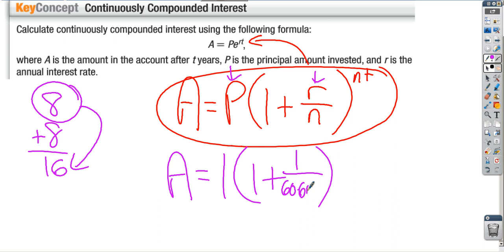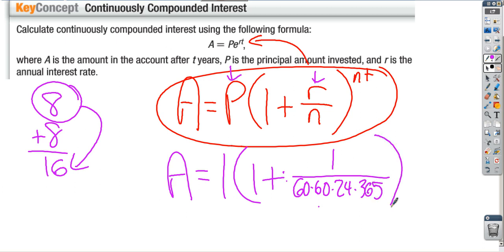There's a lot more than 60 seconds in a day. We expand this out. 60 seconds in a minute, I meant to say. 60 seconds in a minute times 60 minutes in an hour times 24 hours a day times 365 days a year. Okay, so that's the number of times we're compounding, and remember this n and this n are the same. We'll just say we're doing this for 1 year, so the t will be equal to 1. I just want to show you what happens.